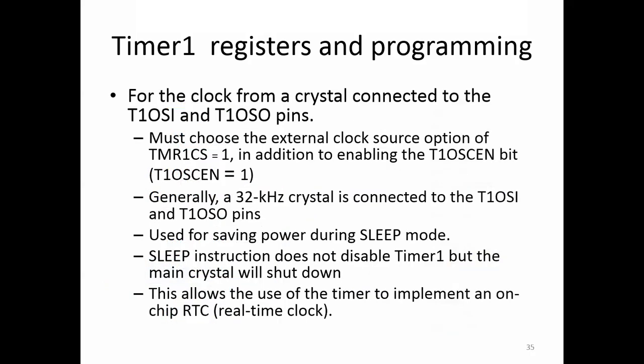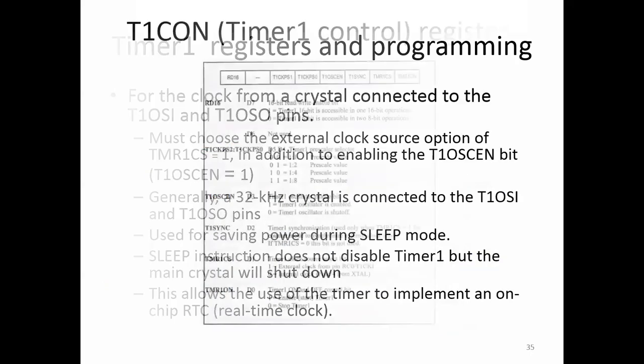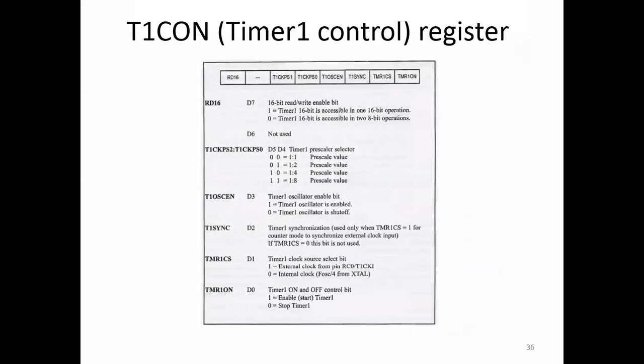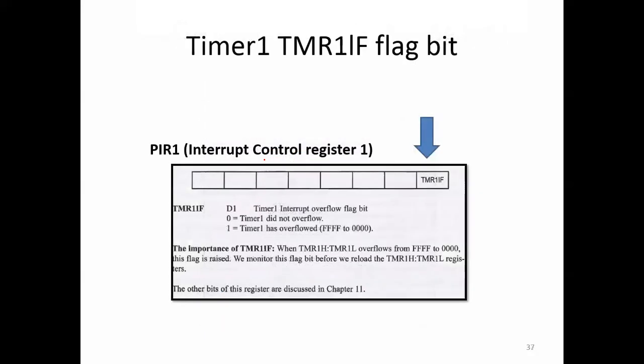The rest will be the same. You can check this at home. So this is timer 1 control. For timer 1, for the prescaler, we have 0 0, 0 1, 1 0, and 1 1. The prescaler can be 1, 2, 4, or 8. There is no bit named PSA. For the interrupt, you have the timer 1 IF, which is one bit of the PIR1 register.